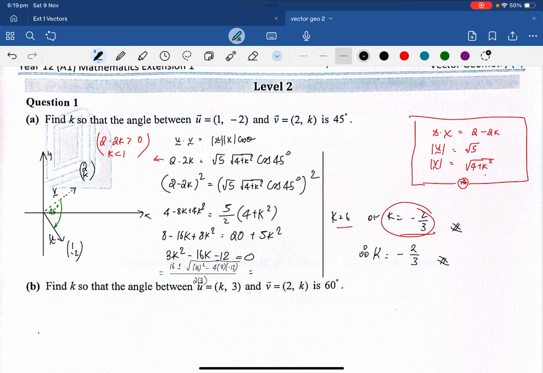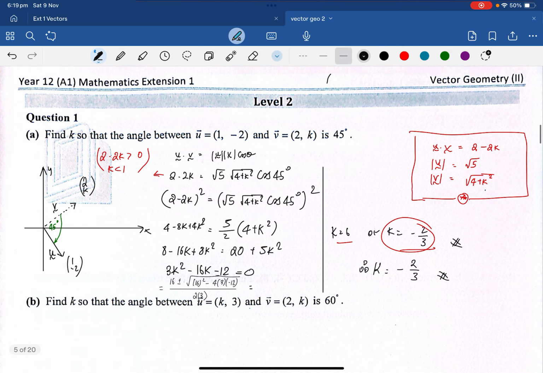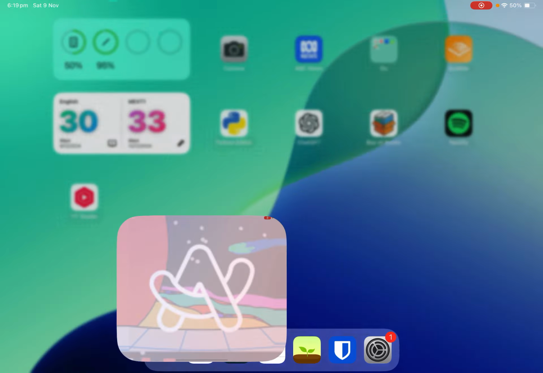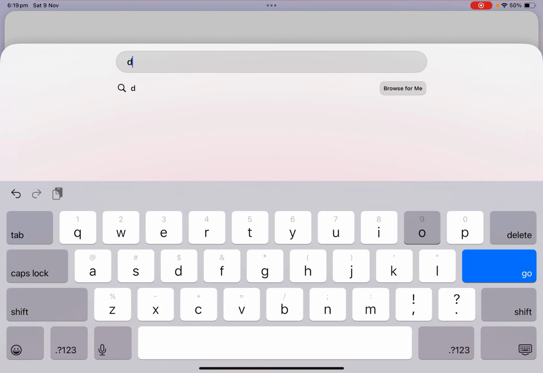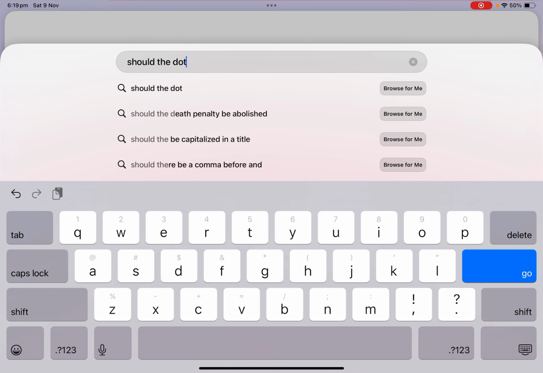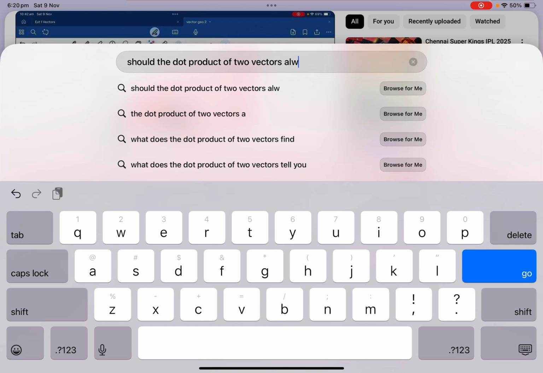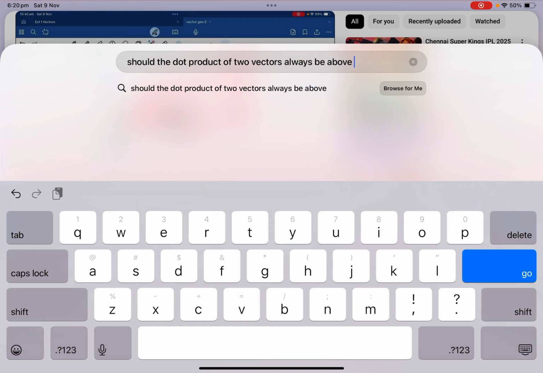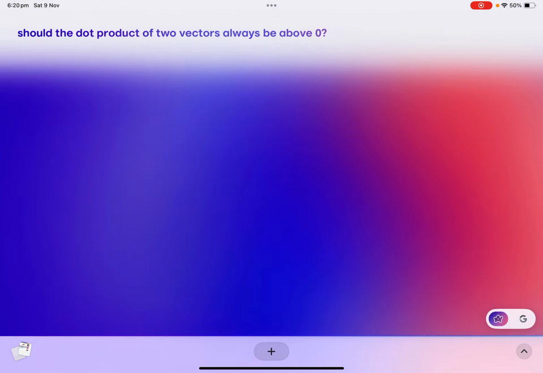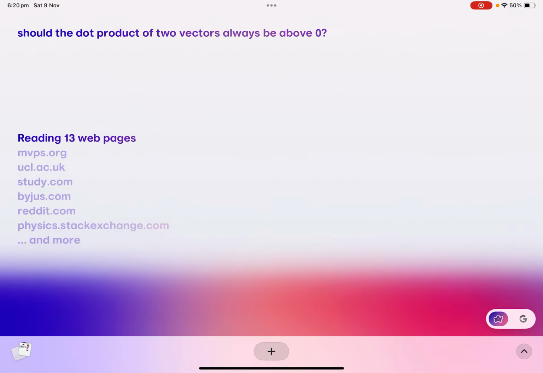If we do actually want to understand why we need to take the 2 minus 2k as greater than 0, why should the dot product be greater than 0? Is that a rule or something? Should the dot product of two vectors always be greater than 0? Let's check. Should the dot product of two vectors always be above 0? Let's ask AI. Because I don't know, guys.